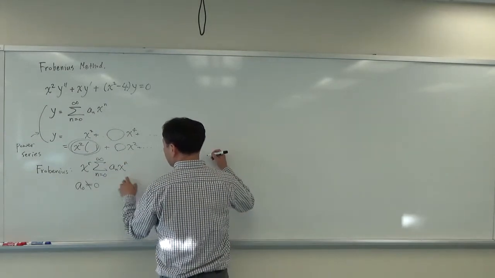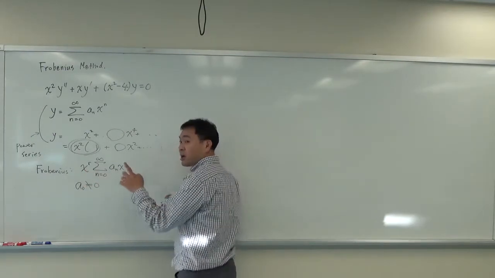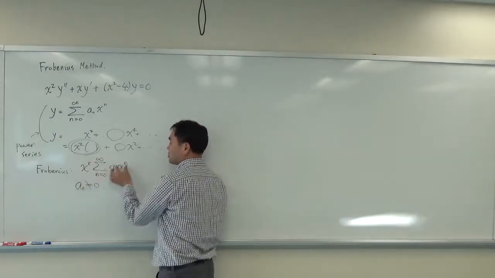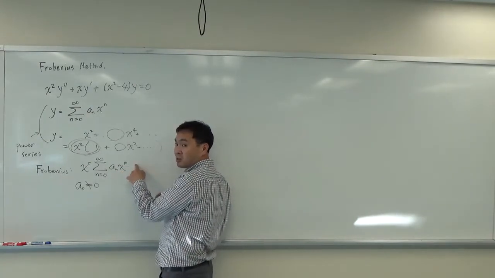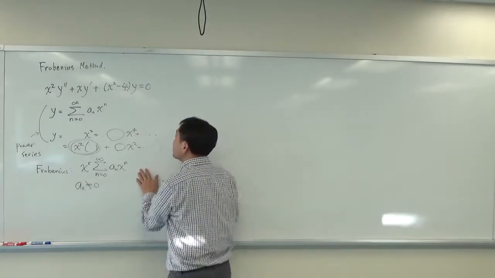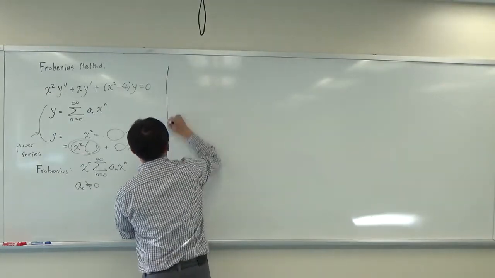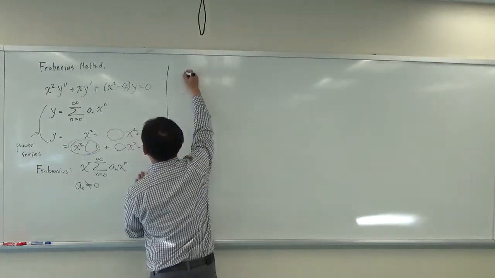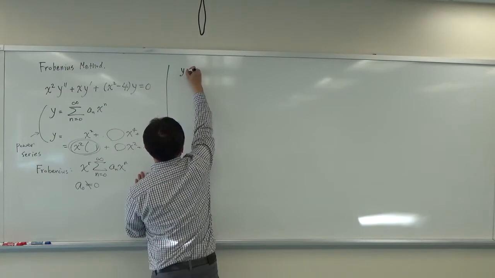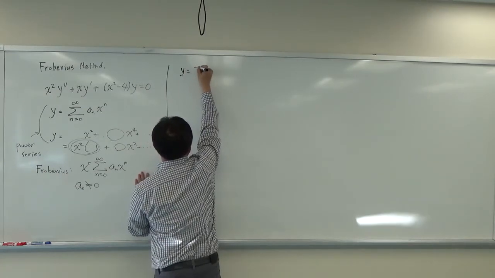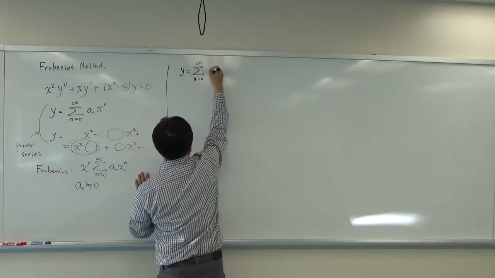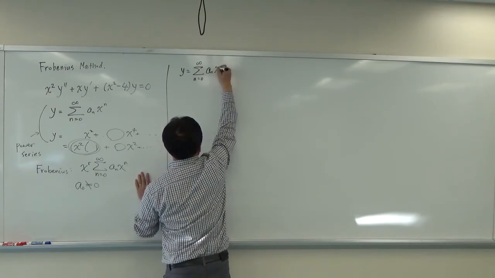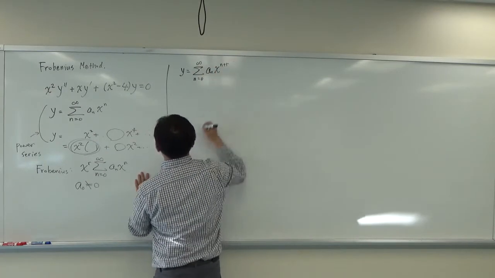And therefore, if I move this inside, just like how we did last time, by the distributive property, x to the n times x to the r is x to the n plus r, right? So the way we are approaching this is you set y equals the summation of n equals 0 to infinity of a_n x to the n plus r. That's your solution.